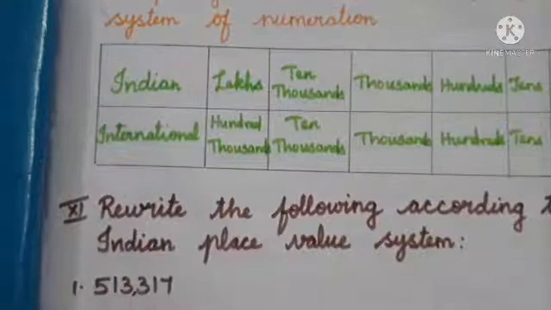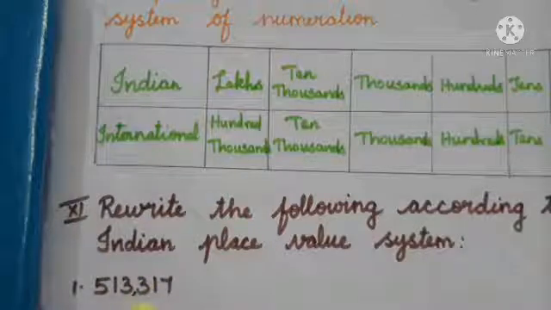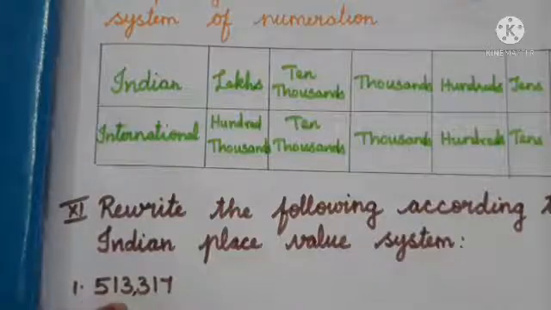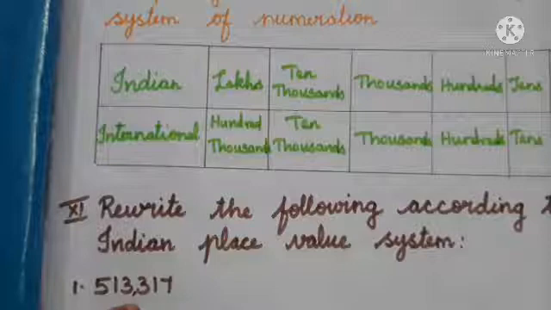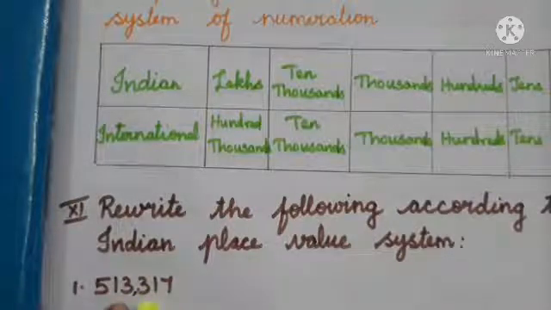Here we have a number. What are the digits we have? 713315. So listen, they have given it in the international system, isn't it? By looking at the comma we can understand it's the international system: ones, tens, 100, then 1000, 10,000, 100,000. They didn't give a comma in between 5 and 1, so we can understand this is an international system number. So here we want to rewrite this number in Indian form. Very easy.